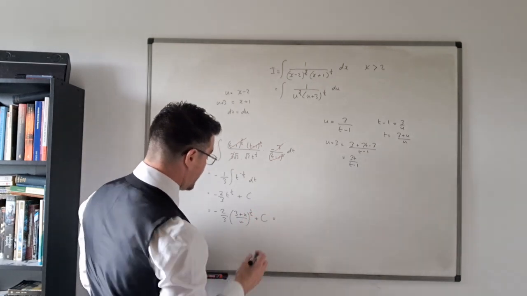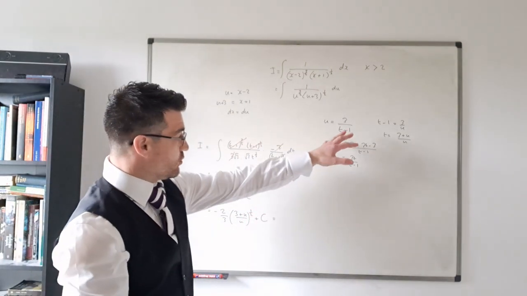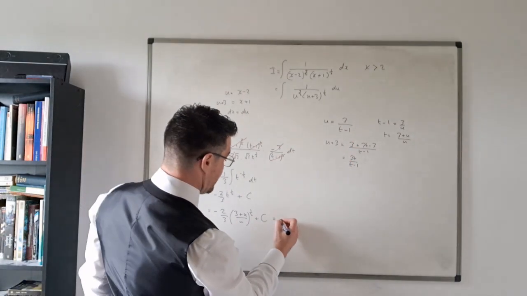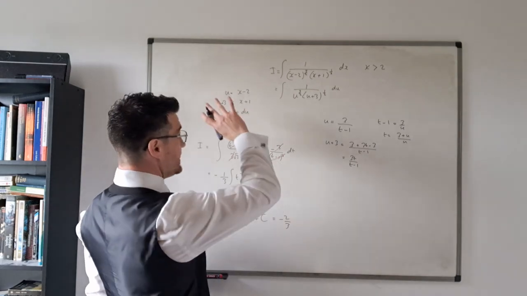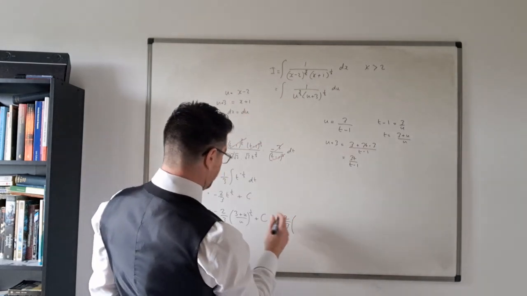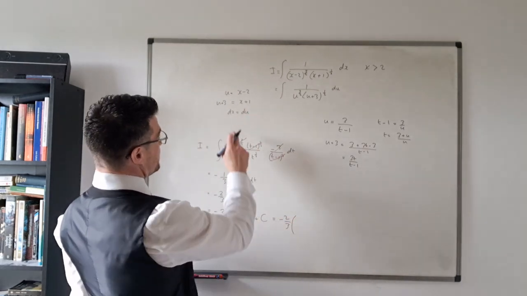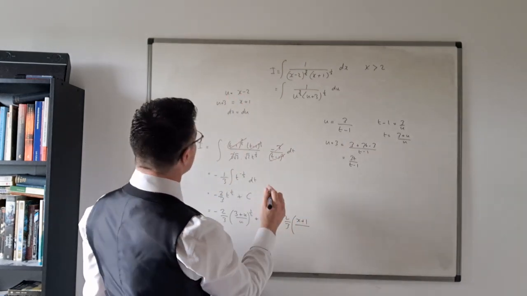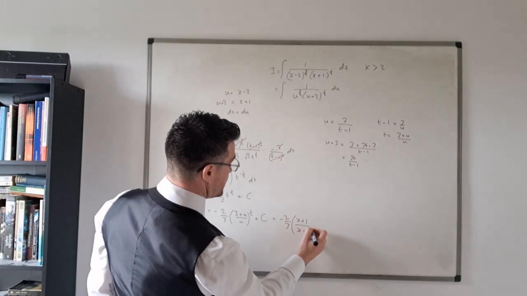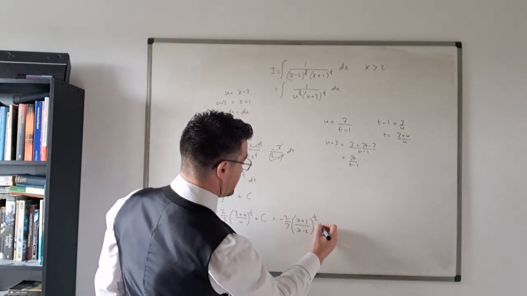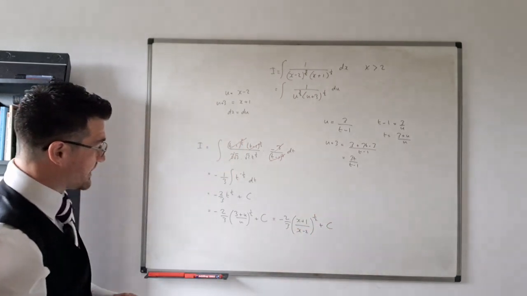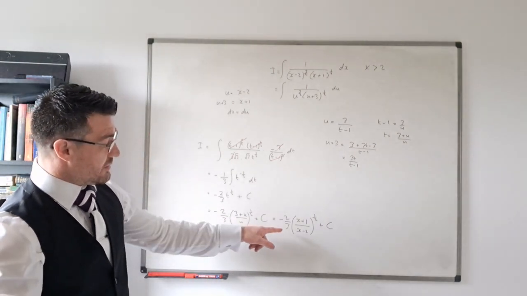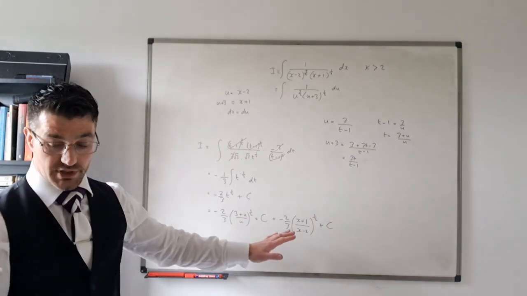We're not done yet because that was only one of the substitutions that I made. Now I need to resubstitute to get my integral in terms of x. So 3 plus u is going to be x plus 1 over u, which is x minus 2, to the power of a half plus c. Bingo. Okay, we're done. I checked this, it does work.